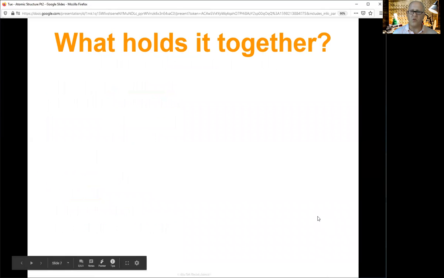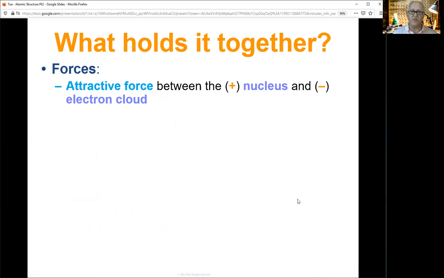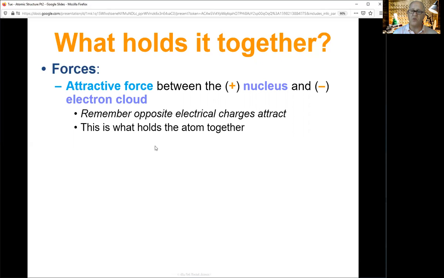So what holds all of these subatomic particles together? There are forces that hold them together. You have an attractive force between the positively charged nucleus and the negatively charged electron cloud. Remember, opposite electrical charges attract each other. That's what holds the atom together. It's this attractive force that keeps the atom together.